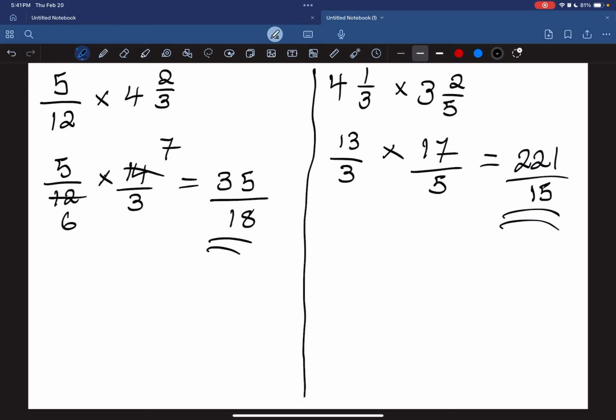Alright, so that's it. I hope this video makes the content a bit clearer as it regards multiplying fractions. I believe that I've covered everything as it regards multiplying fractions.